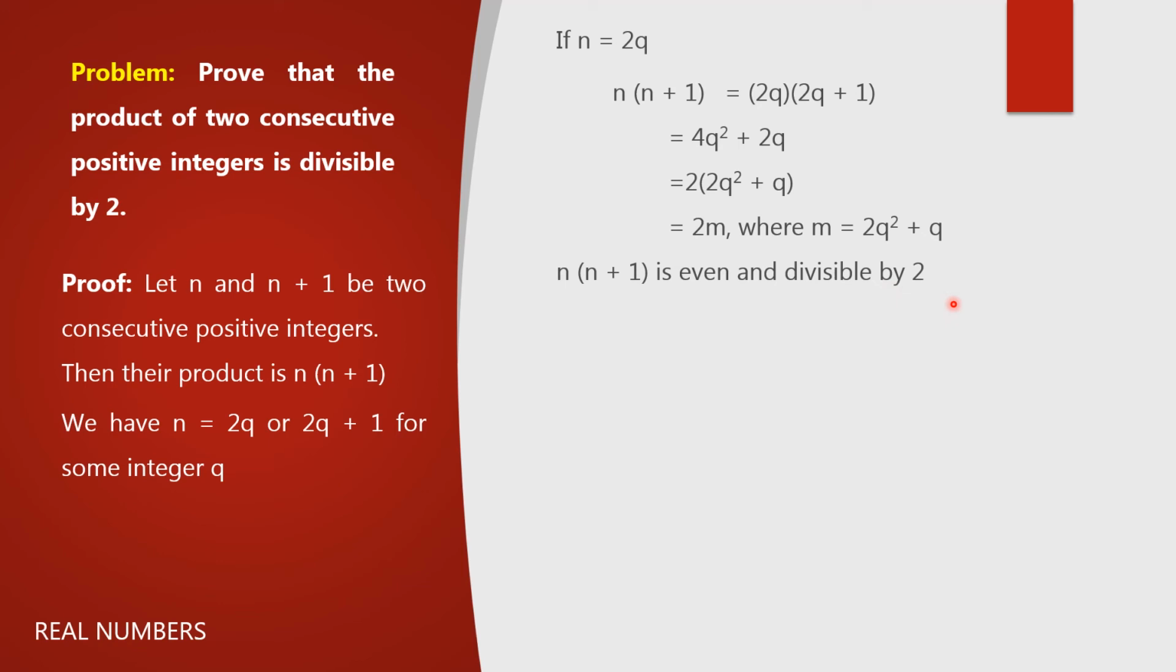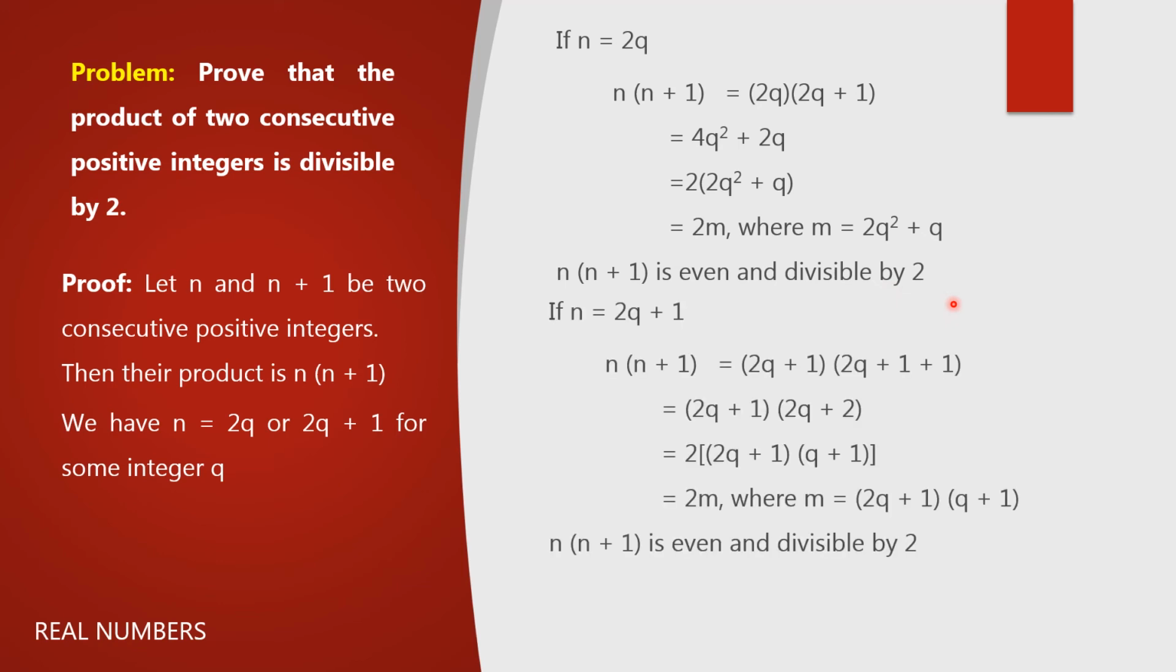For n is equal to 2q, the product is divisible by 2. Let me take n is equal to 2q plus 1. Let's calculate the product. N into n plus 1 is equal to, in place of n, 2q plus 1 into 2q plus 1 plus 1. That is 2q plus 1 into 2q plus 2.